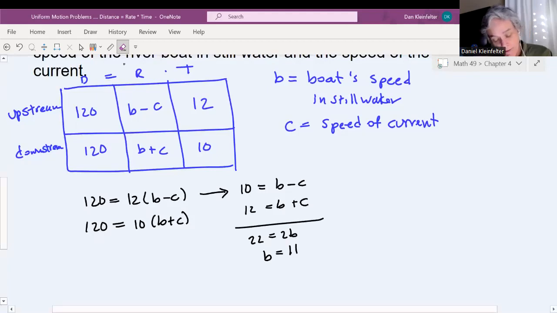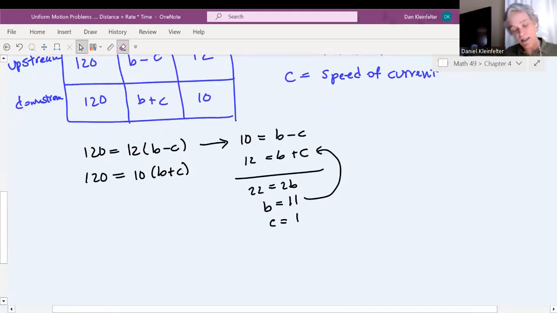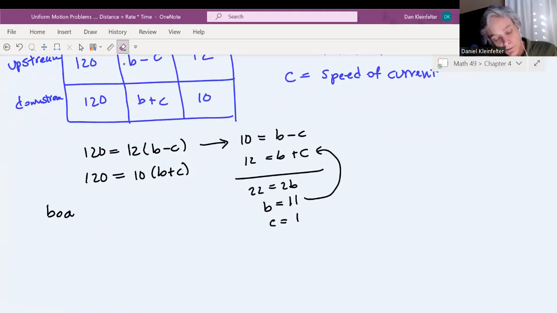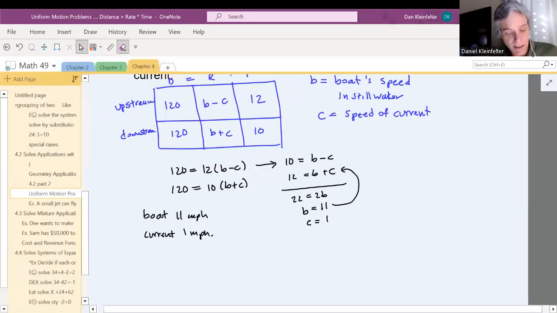Once we know B is 11, we can go back and figure out how much the C has to be. B plus C has to be 12. That means that the C has to be 1. Okay, so the boat goes 11 miles an hour, and then the current is 1 mile per hour. Okay, we have one more example and then we're all done.